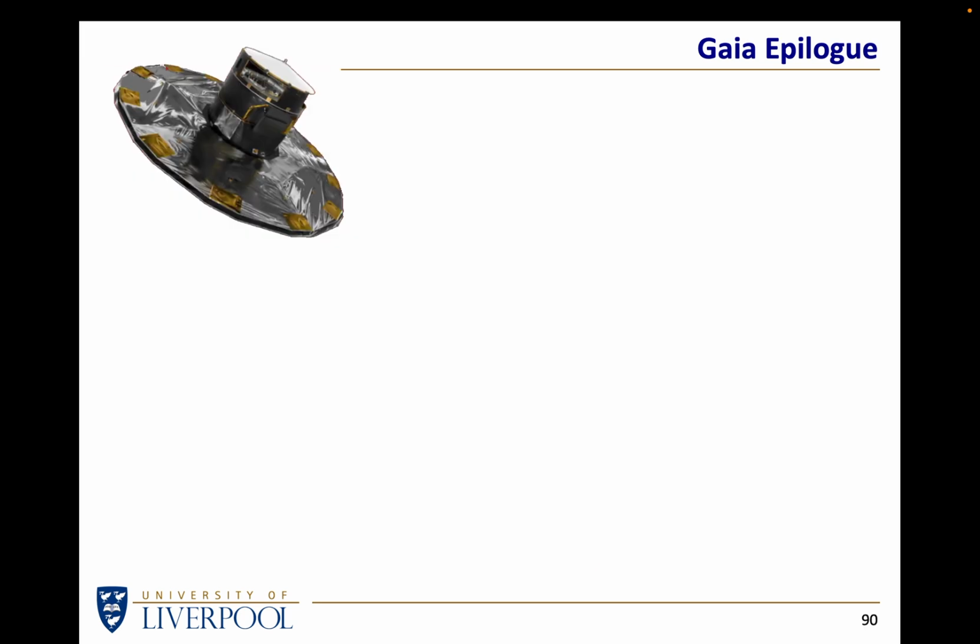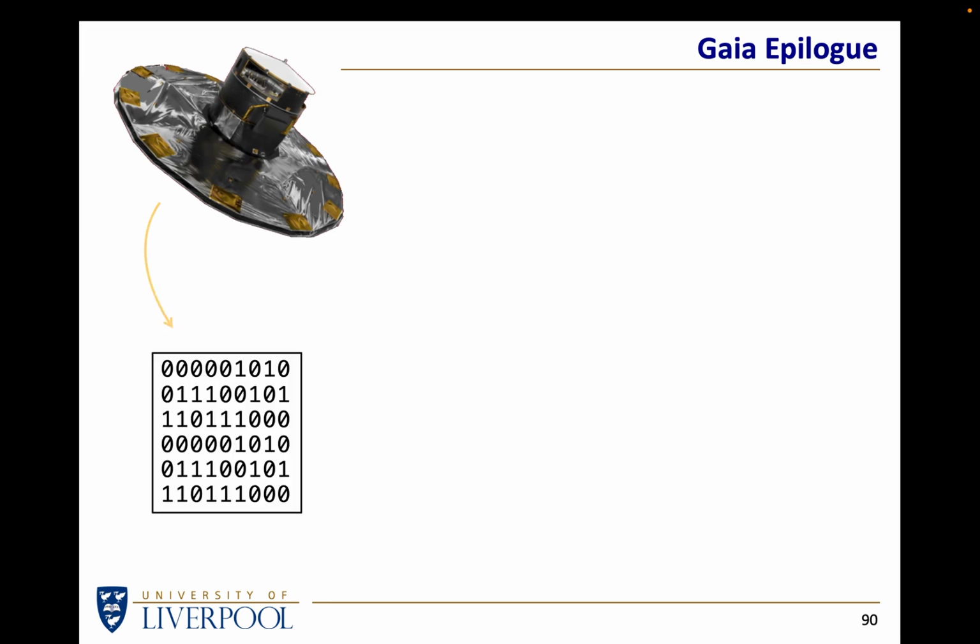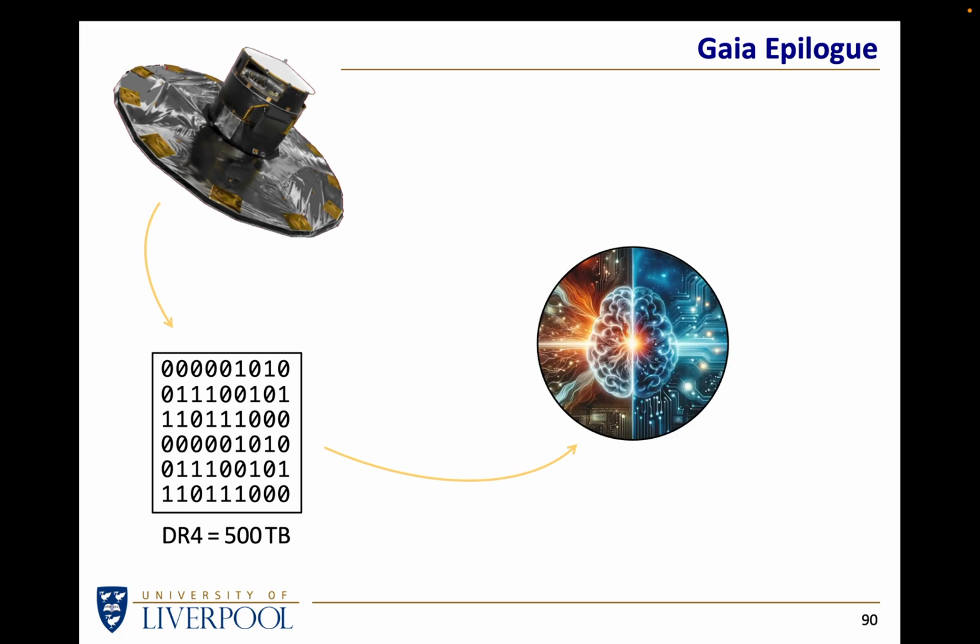So Gaia has produced shed loads of data. Data release 4, it is said, will be approximately 500 terabytes of data. What do you do with all that data? Well, you get some very clever people to think about what it all means and how it's going to be interpreted. You get a lot of clever people, perhaps assisted by a few AI tools to help them along the way, because it's an awful lot of data.